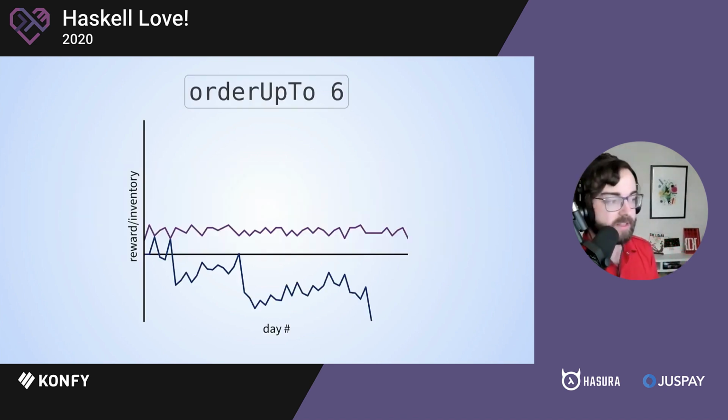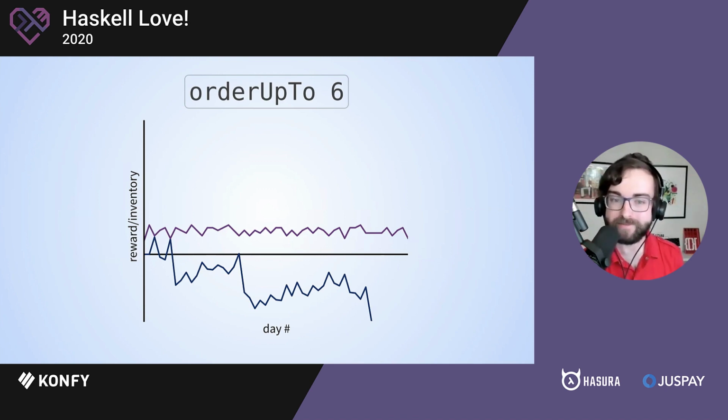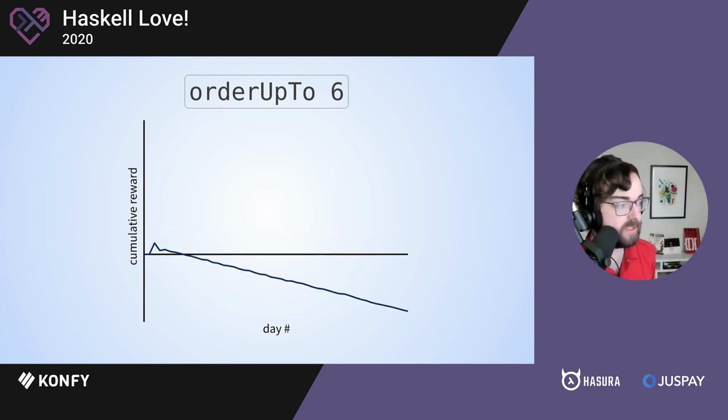So here's another example where we have inventory in purple and a reward in blue. And this is what it would look like if we ran a single trace ordering up to 6. And again, we can't reason based on a single trace, but if we ran a bunch of simulations, we'd find that ordering up to 6 ends up consistently losing money, at least based on our reward metric. However, we could go ahead and try a whole bunch of different policies and see what the different effects are.